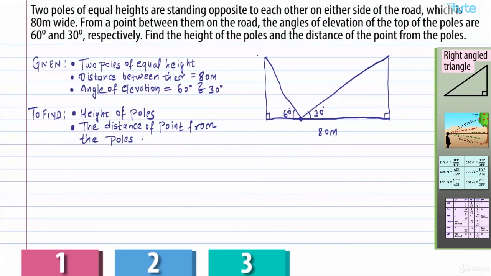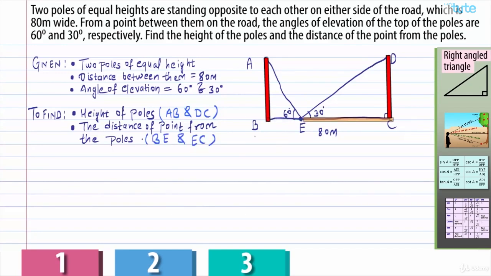So this is the diagram and we also name it as A, B, C, D and E. So I have to find out by this diagram AB and DC, and next I have to find out the distance BE and EC. Here I have information only about these two angles and the distance BC. Let me also denote the height of the poles as x meter. So AB is x and DC will also be x because they both are of equal height.